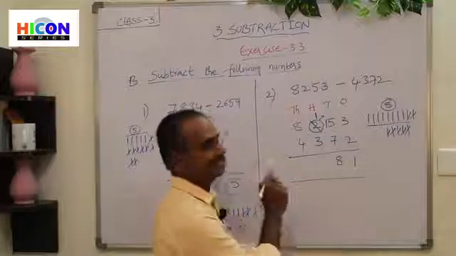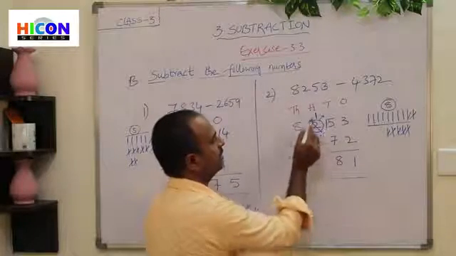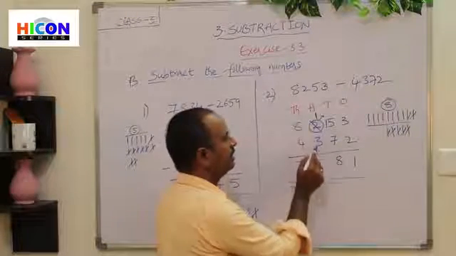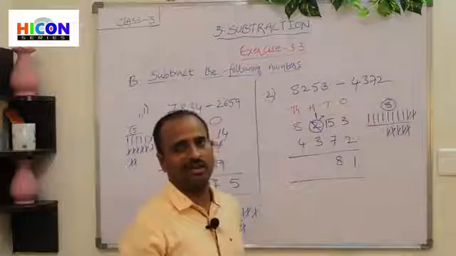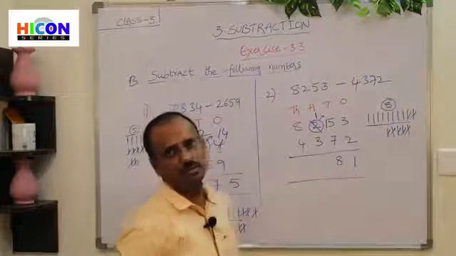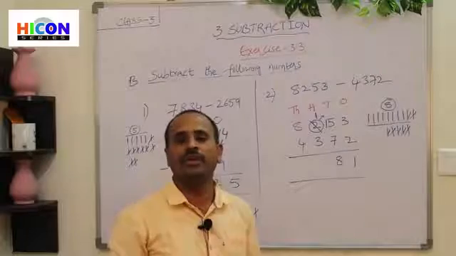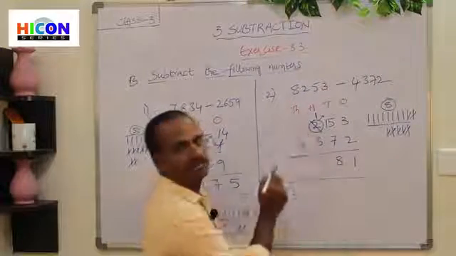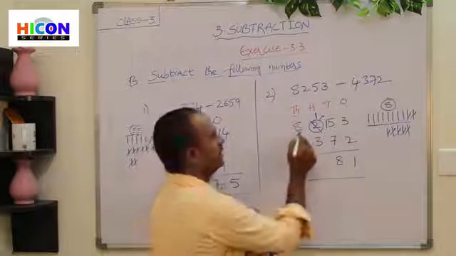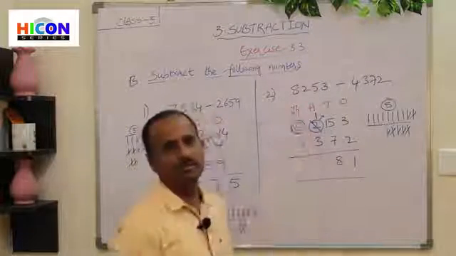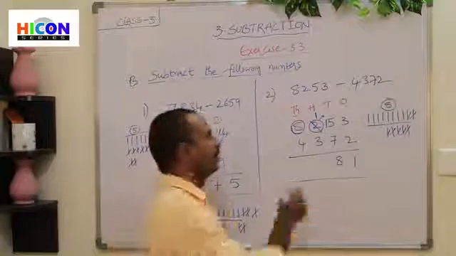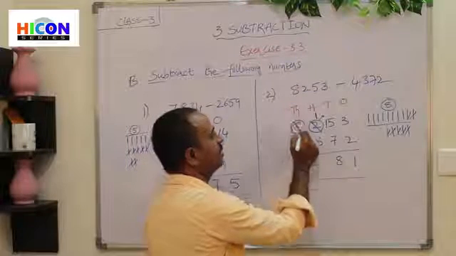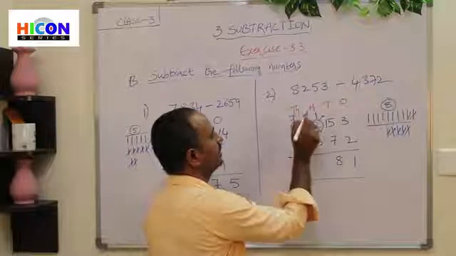Next go to hundreds place. What are the digits under hundreds place? 1 and 3. 1 is the smaller number, 3 is the greater number, and we cannot subtract 3 from 1. So what do we have to do? Again we have to borrow from its previous place. What is its previous place? 1000. And how many thousands are there? There are 8 thousands. Borrow 1000 from 8 thousands. If you borrow 1000 from 8 thousands, how many thousands will be there? There will be 7 thousands.